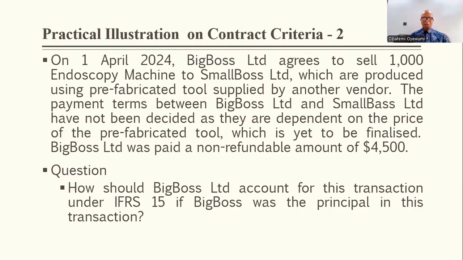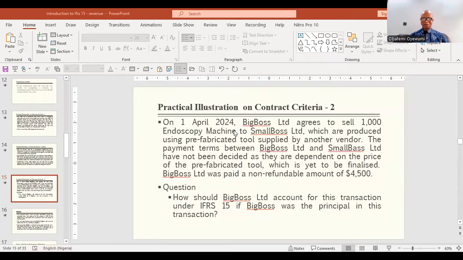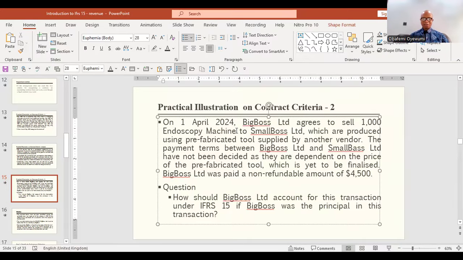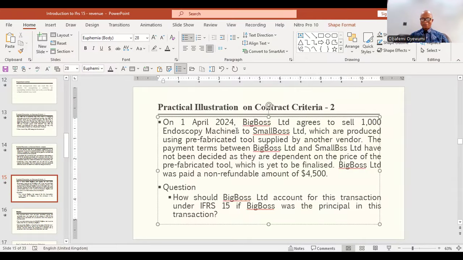How should Big Boss Limited account for this transaction under IFRS 15? Okay, in this transaction, let me go back. Pardon me. I wanted to correct one or two errors here earlier on, so that it is clear.